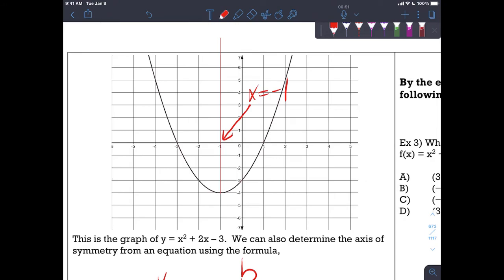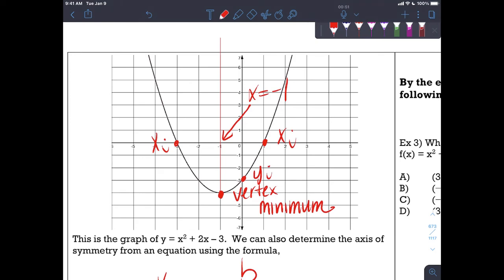I'll continue identifying information. So I see that as my axis of symmetry. That means that this guy's got to be my vertex. Since it's at the bottom, this is a minimum. Over here is an x-intercept. Over here is my y-intercept. Over here's another x-intercept. And I believe that is it.